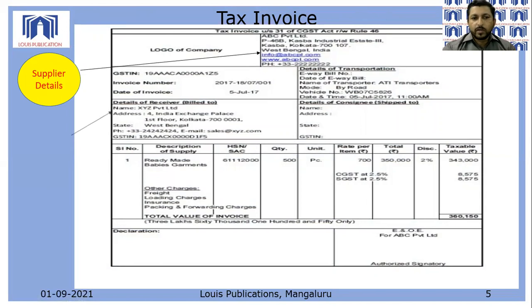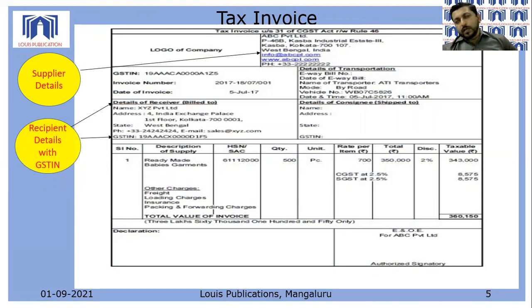The second very important thing we have is the recipient details with GSTIN. So the recipient is also registered. It's not necessary that the recipient has to be registered, but if the recipient is registered and claiming input tax credit, the GSTIN reference is a must as far as a tax invoice is concerned. Then we talk about details about goods.